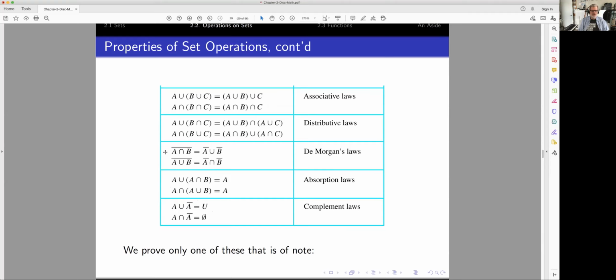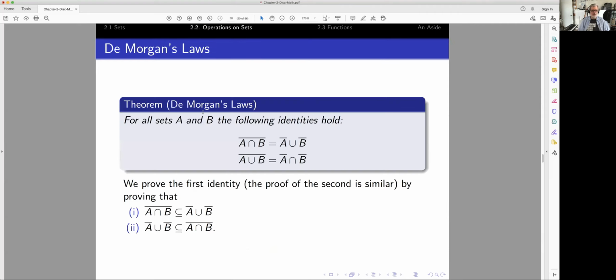So let me talk about De Morgan's laws, because these are really important. Let's take a look at De Morgan's laws in more detail. Okay, so what does De Morgan's law say? There are two of them. The complement of the intersection is the union of the complements, and vice versa. The complement of the union is the intersection of the complements. So you notice how the complementation flips the operation from intersection to union and union to intersection.